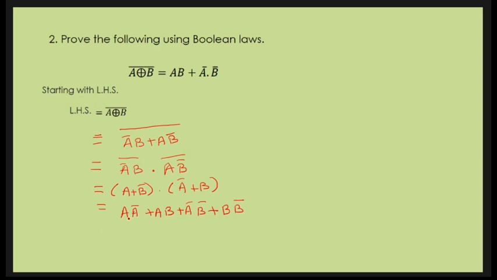Now we know A dot A bar is equal to 0. That means this term will get cancelled. B dot B bar is also 0. This term will also get cancelled. And what remains is AB plus A bar B bar, which is equal to RHS. Hence proved. Let us move further.